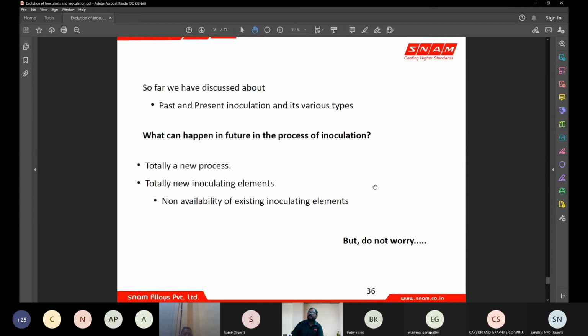So we have almost come to the end of the presentation. So far we have been discussing the past and present inoculation types, and different processes of inoculation. What can happen in future is that a new process can come up, or totally different casting requirements can come up. So a totally new inoculating element can come up, or we might be completely exhausted with the availability of inoculating elements, and we might have to go for a new type of inoculation.